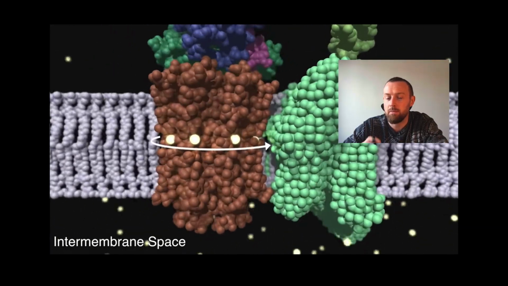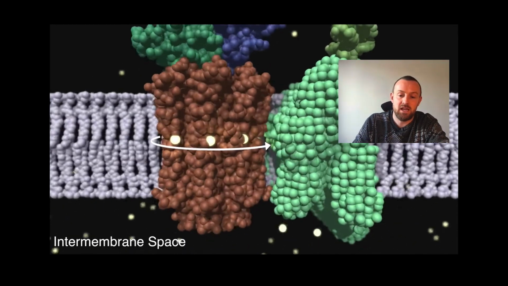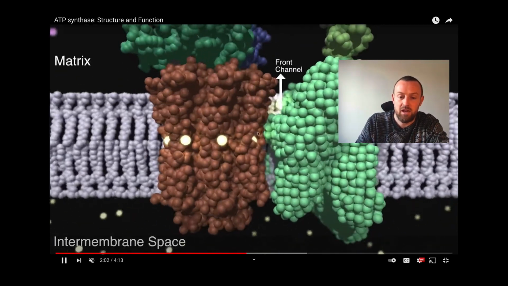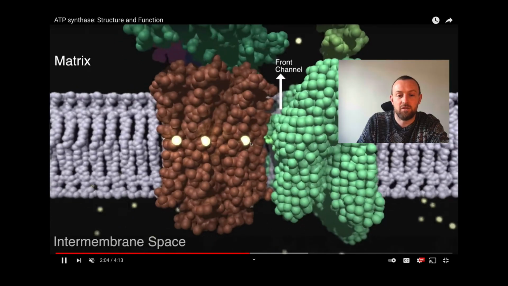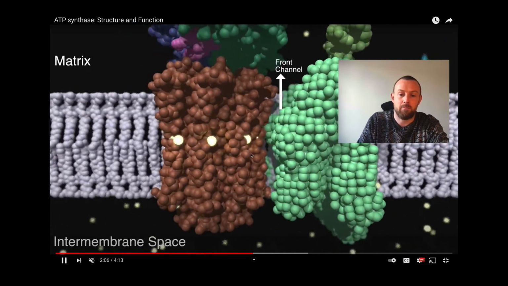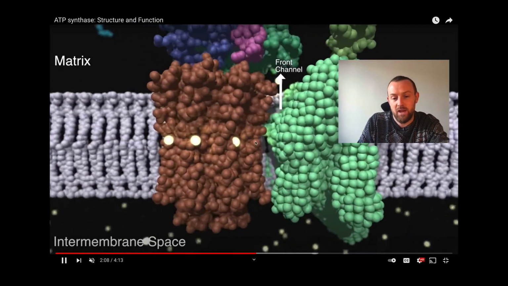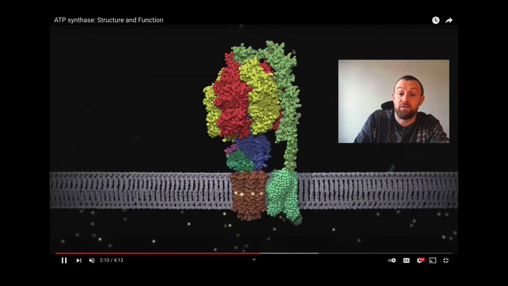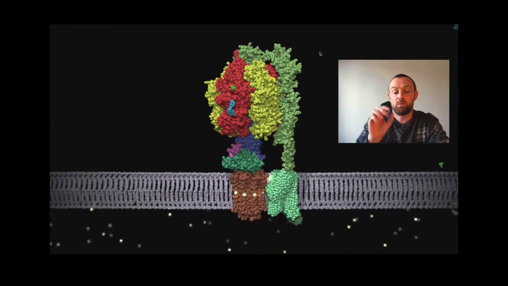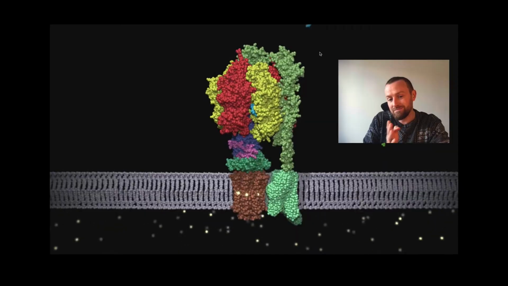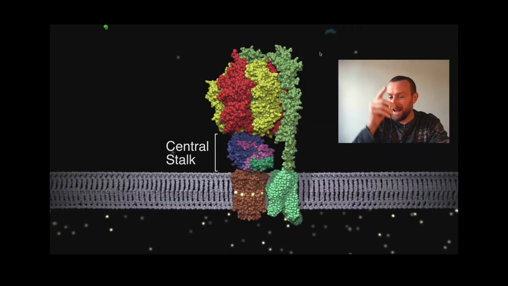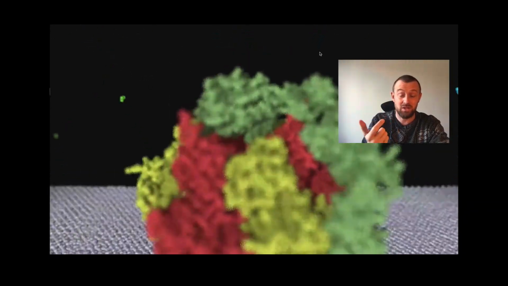So this is a little bit beyond A-level. But what happens is as the protons enter this channel here, they stick to the kind of barrel which is embedded in the membrane, and they make it rotate. And then when they exit, they kind of flow off this way. So the movement of protons into the F0 part and then out of the F0 part causes the axle to spin.